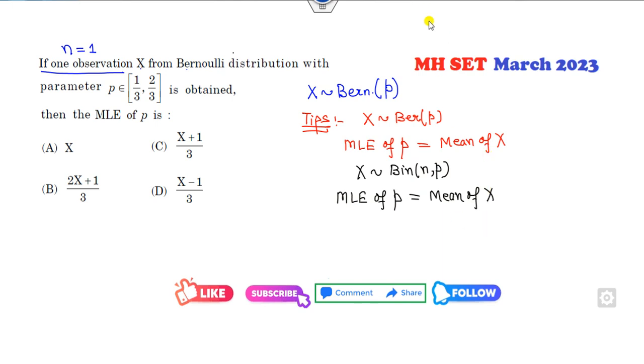Fine. So what is the answer of this? Mean of x is the summation of x divided by n. But in this case, n is 1. So what is the MLE of p? Only x, because the sum is only x divided by 1. So the right answer is A. And you can see how many seconds you needed to solve this problem.